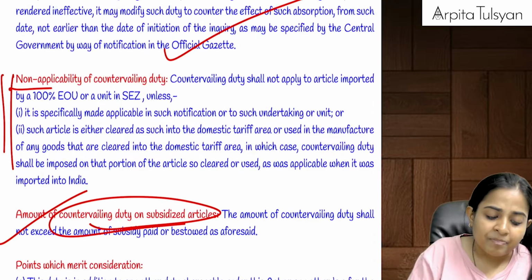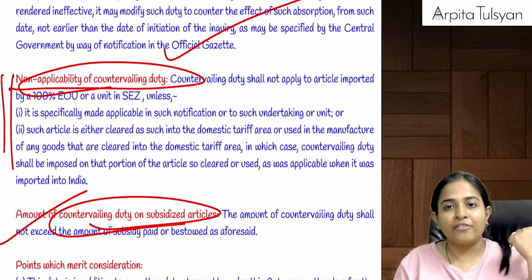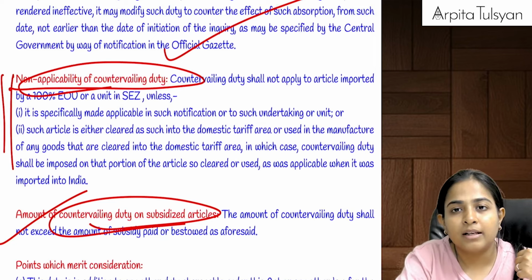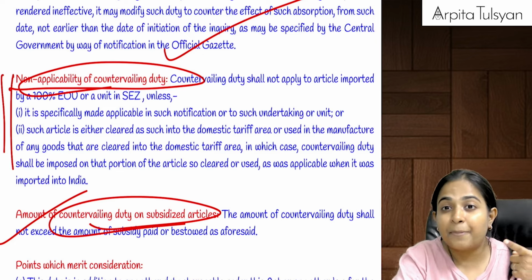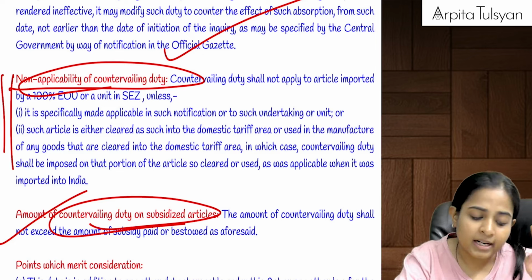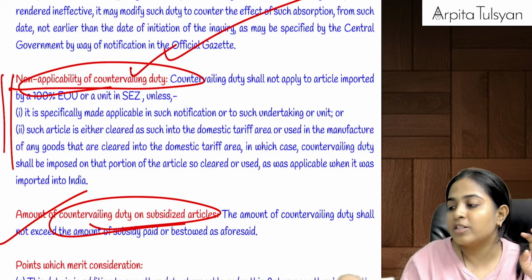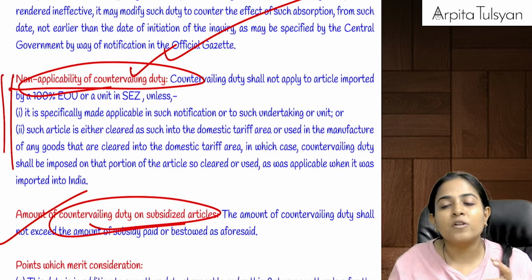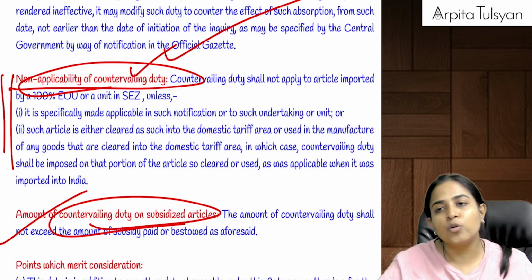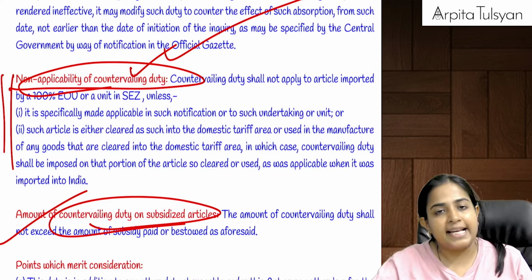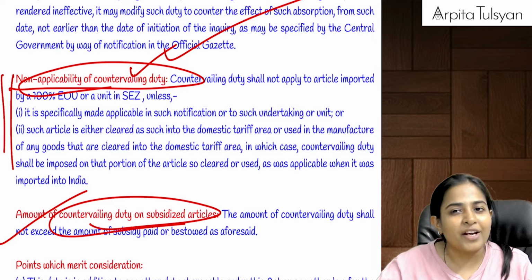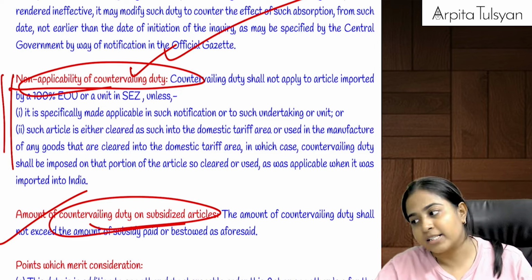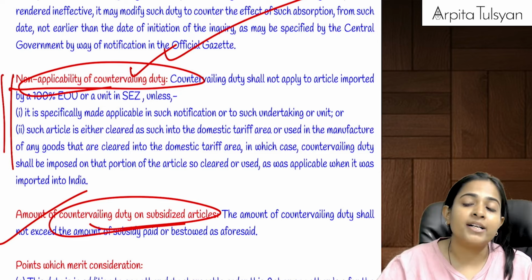Achha, and last, non-applicability of countervailing duty. We studied three exceptions in case of protective duty also, safeguard duty also: 3%, 9% and EOU SEZ. Now here they are telling that countervailing duty on subsidized article will not be applicable in only one case. That is when the import is being done by 100% EOU or units located in SEZ, because they are going to anyway use it for the purpose of export. But there are two exceptions in that also, the same two points. What were the same two points?